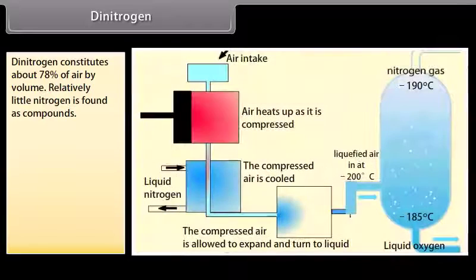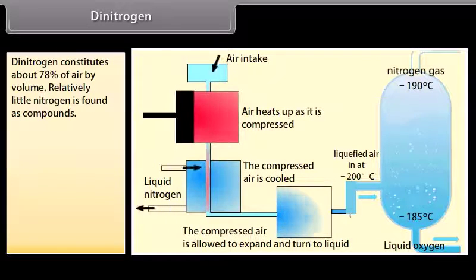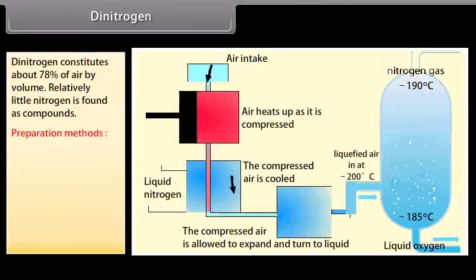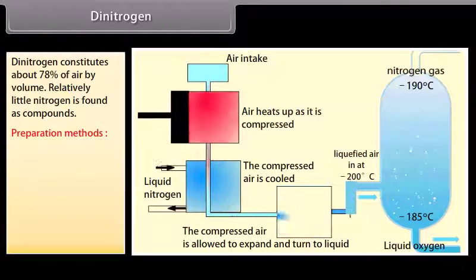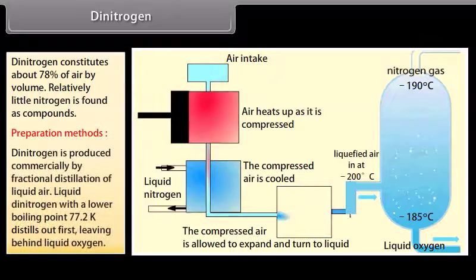Dinitrogen. Dinitrogen constitutes about 78% of air by volume. Relatively little nitrogen is found as compounds. Some preparation methods of dinitrogen are the following. Dinitrogen is produced commercially by fractional distillation of liquid air.